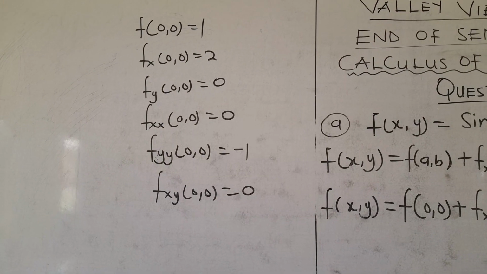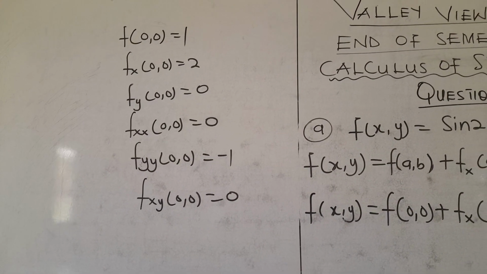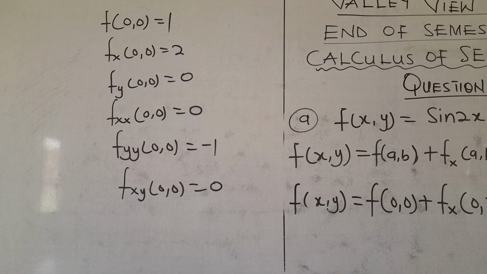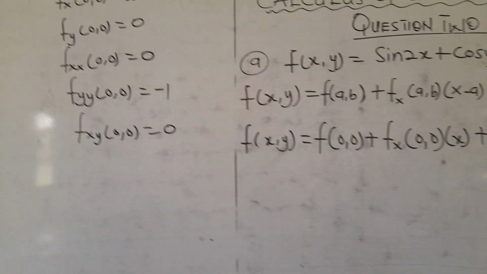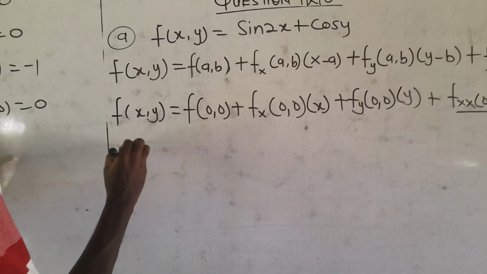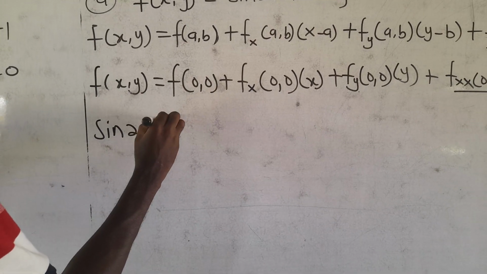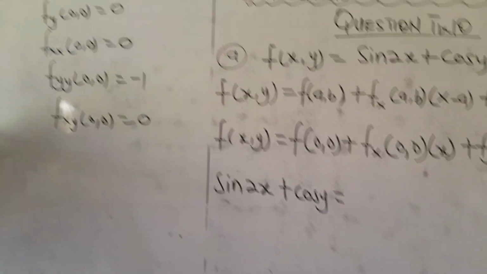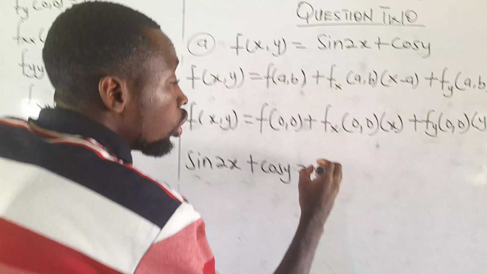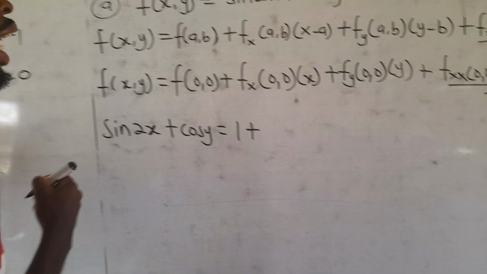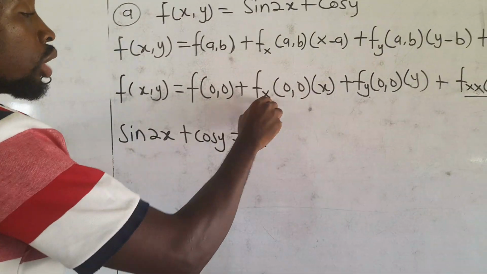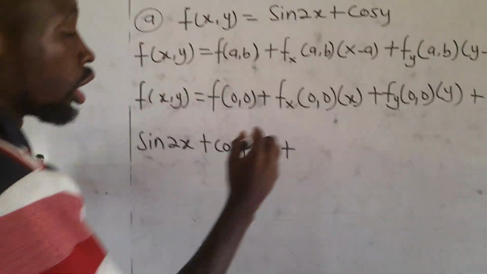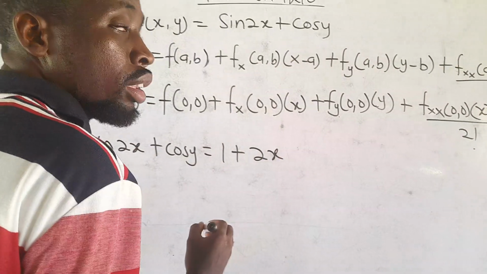So having gotten all these necessary values, we just substitute into our Taylor series expansion to get a Taylor series representation for sine 2x plus cos y. So remember that. We can say the Taylor series representation for sine 2x plus cos y will be equal to f of 0, 0, which is 1. So we get 1 plus the partial differentiation of the function with respect to x centered at 0, 0, which is 2. So we get 2x.